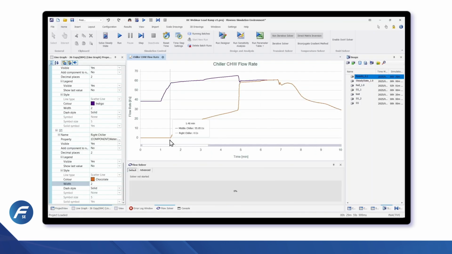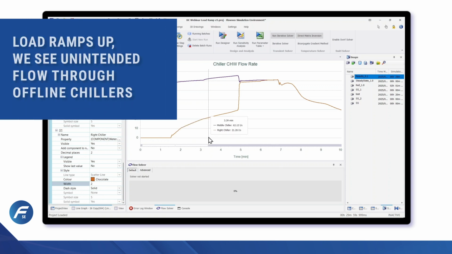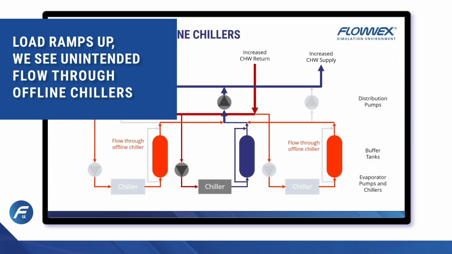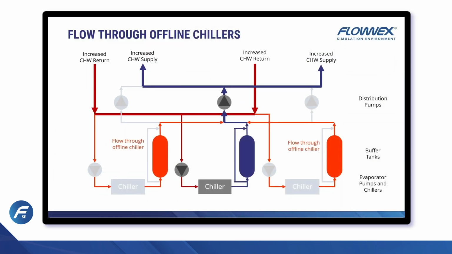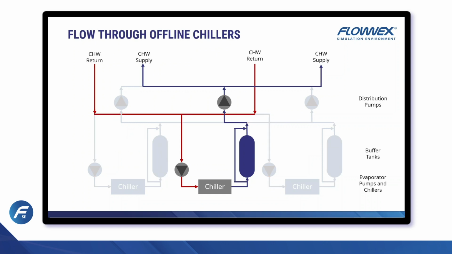the new demand. The first simulation uses a traditional chiller staging method based on average chilled water supply temperature. As the load ramps up, we see unintended flow through offline chillers, which prematurely depletes buffer tanks and allows warmer water to reach the IT racks.